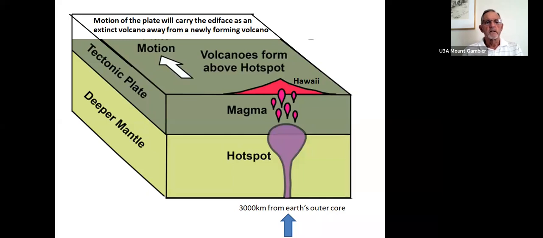But the motion of the plate, in this case Hawaii, in the direction of the white arrow, will take that edifice, that volcano, away from its source heat, and a new volcano will develop. But ultimately, you get a line of extinct volcanoes moving away thousands of kilometres over periods of a few tens to hundreds of millions of years.